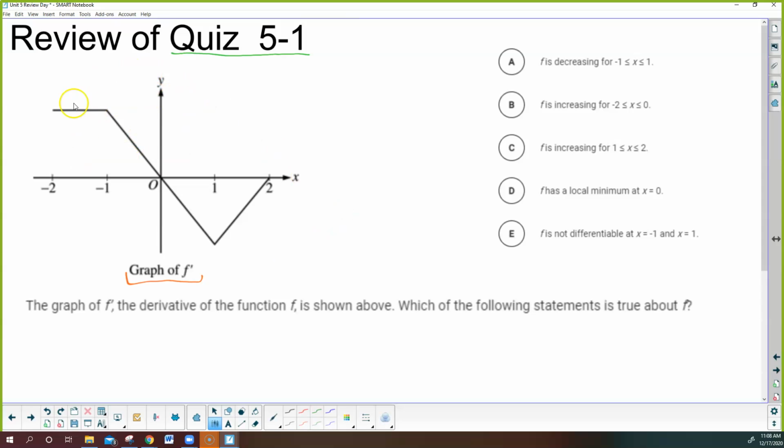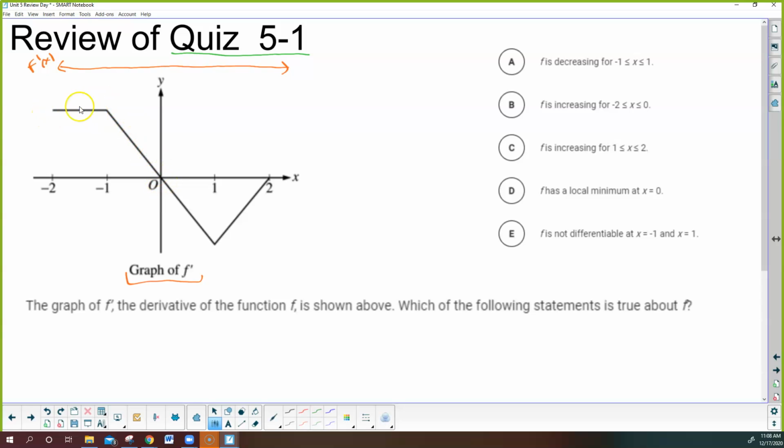All right, let's look at this. What do we know if this is the graph of the derivative? Well, here's a big hint. Let's make a sign chart out of this information. I'm going to just call this sign chart F prime. And let's look at what we know.